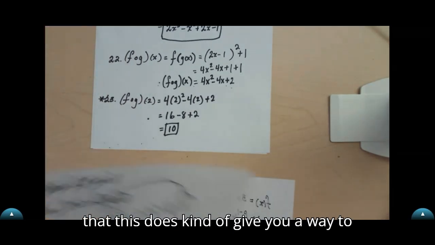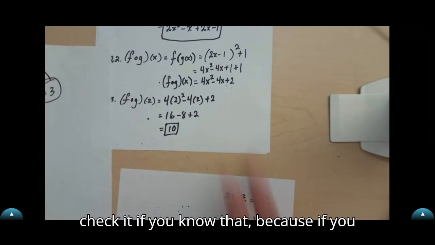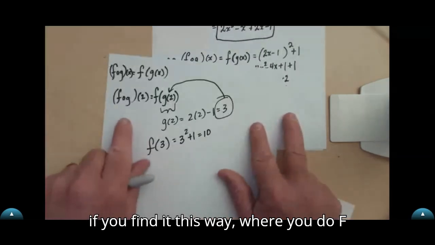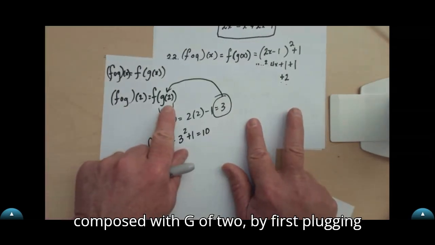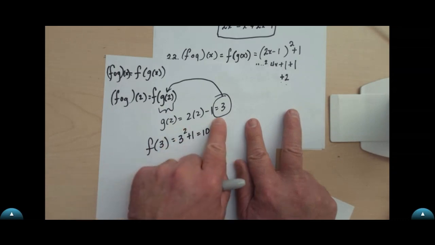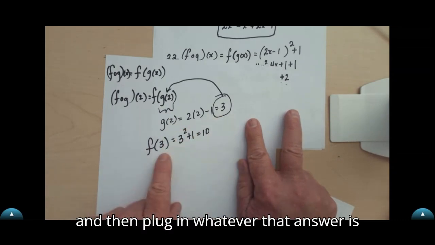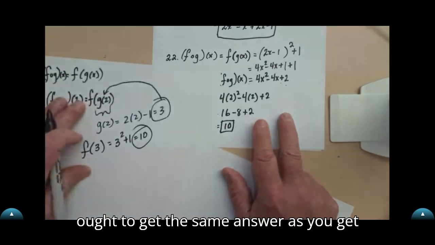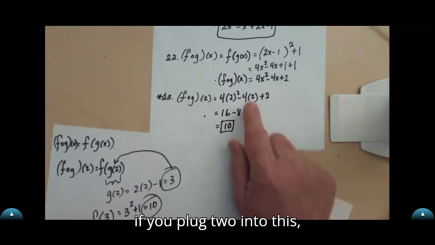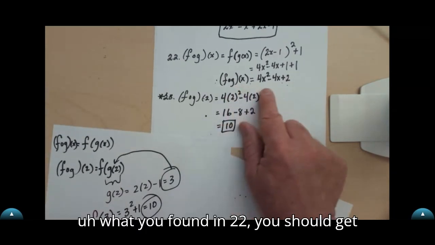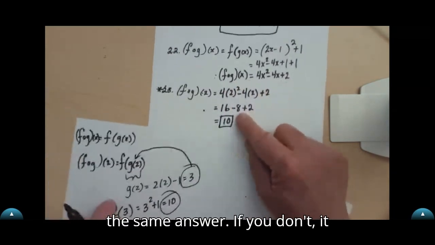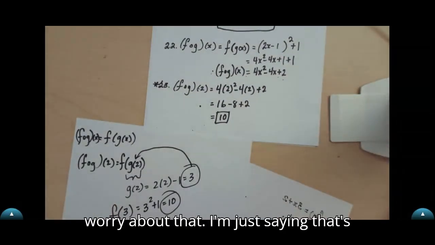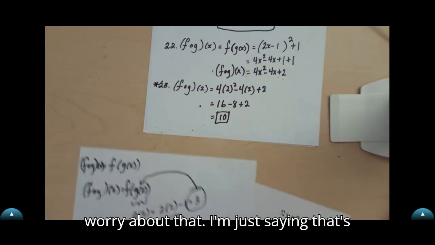You could kind of see that this does give you a way to check it. If you find it this way, where you do f composed with g of 2 by first plugging 2 into the function g of x, and then plug whatever that answer is into the function f of x, you ought to get the same answer as you get if you plug 2 into what you found in 22. If you don't, it probably means you did something wrong there. But anyway, you don't have to worry about that. I'm just saying that's a thing.